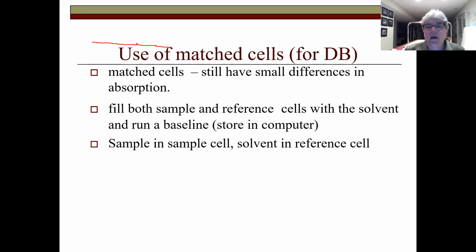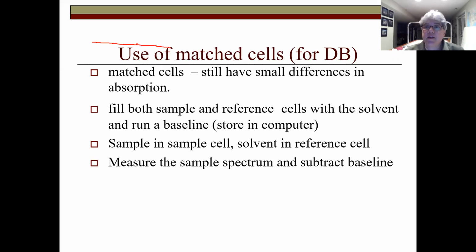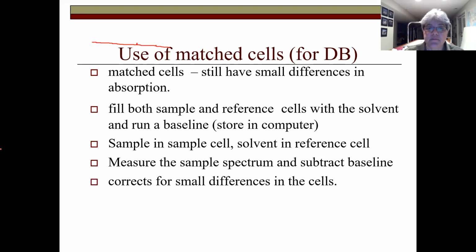And then, put the sample in the sample cell, reference in the reference, measure it. And then when you get ready to run your actual spectrum, now you're going to have your sample and the reference. You're going to always subtract this baseline, and that will correct for any differences in those double beam cells.